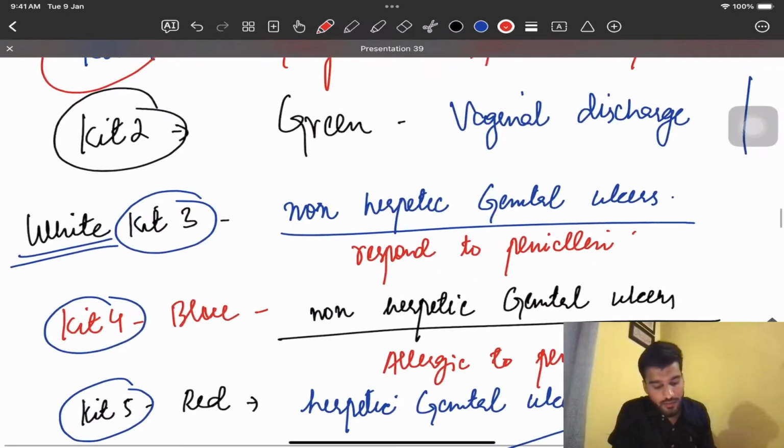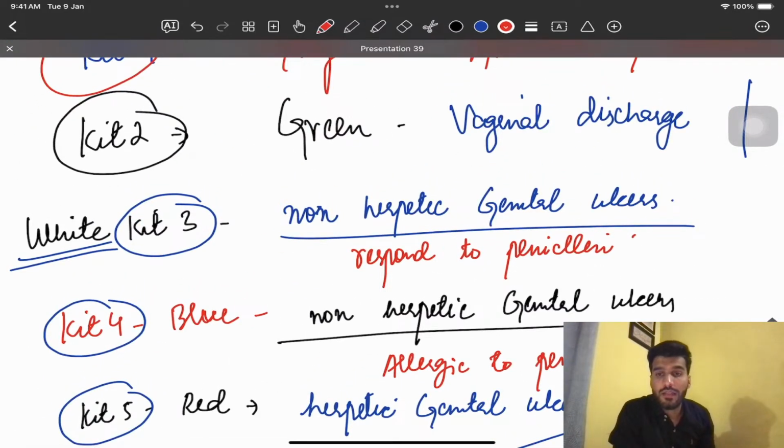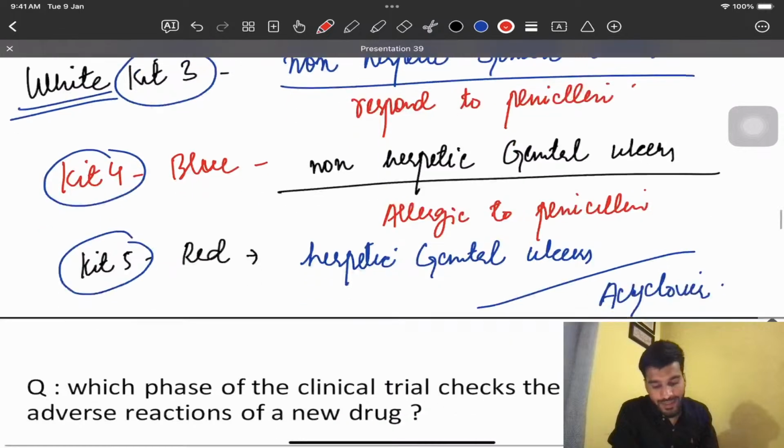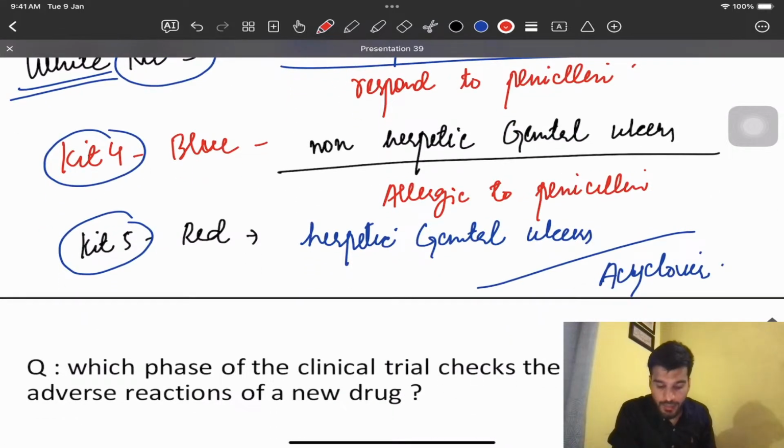For kit 3, guys, non-herpetic genital ulcers that are responding to penicillin. Kit 4 is blue, non-herpetic, but they are allergic to penicillin. Kit 5, we have red, they are herpetic and treatment is acyclovir. Kit 6 is yellow color, guys. Any patient complaining of lower abdominal tenderness, you will go with kit 6, that is yellow color. And any patient with inflamed lymph nodes, inguinal bubo, you will go with the black color.